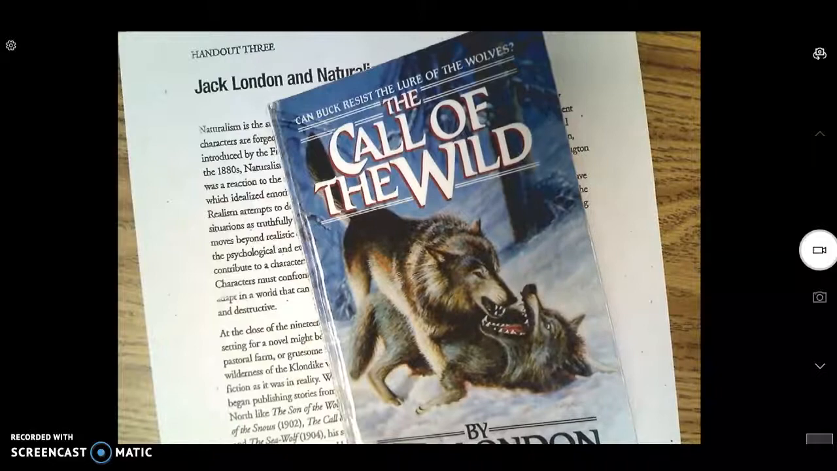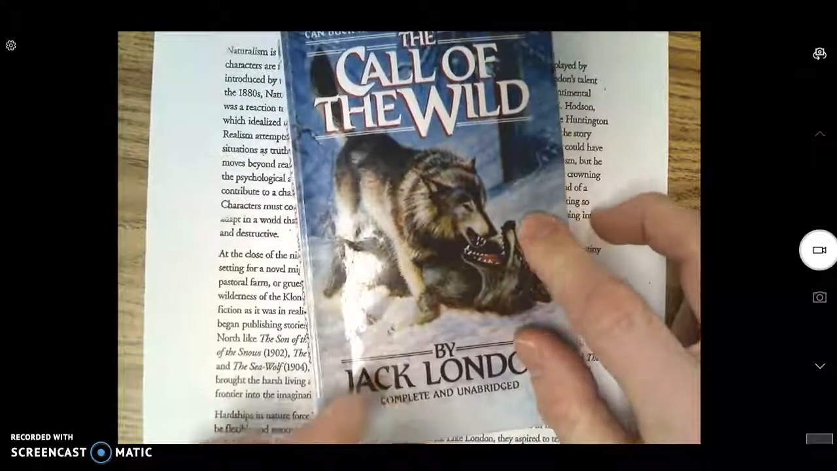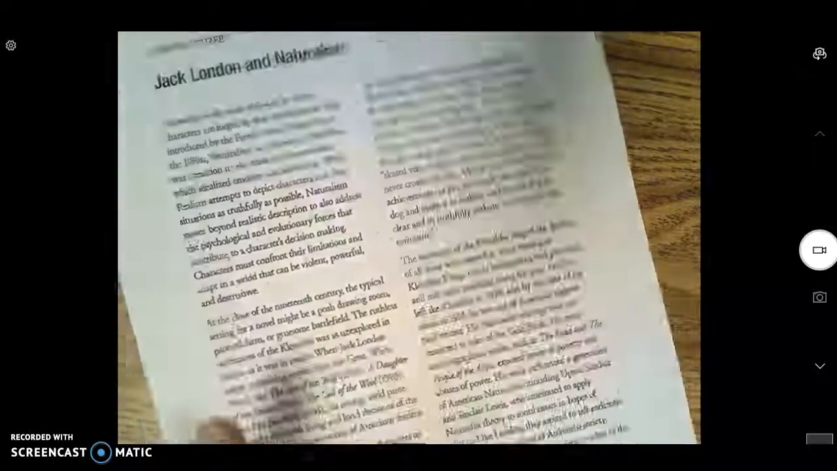Don't want to cough. You know, we're reading The Call of the Wild right now. You guys are reading it online. This is just the actual book I got, written by Jack London. We talked about Jack London with the Gold Rush a little bit last week.